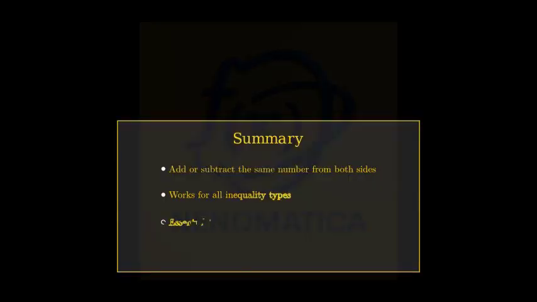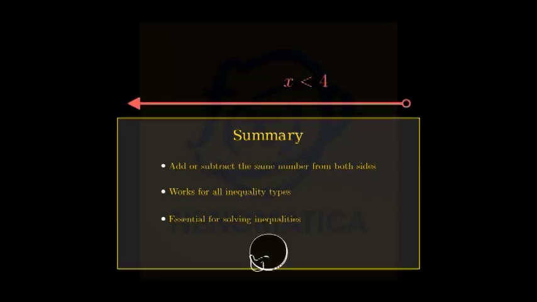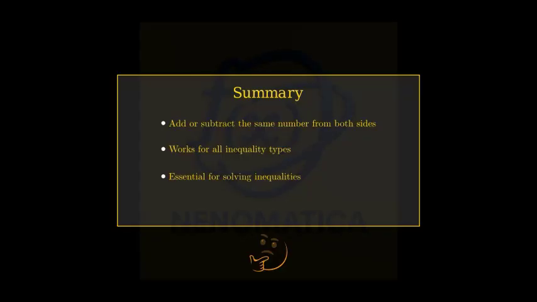Let's summarize what we've learned about the fifth property of inequalities. First, we can add or subtract the same number from both sides of an inequality without changing the inequality sign. Second, this property works for all types of inequalities: less than, greater than, less than or equal to, and greater than or equal to. Third, this property is essential for solving inequalities by isolating the variable. Remember, when solving inequalities, always apply the same operation to both sides to maintain the balance and keep the inequality true.